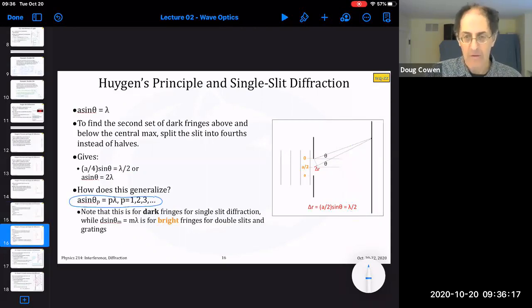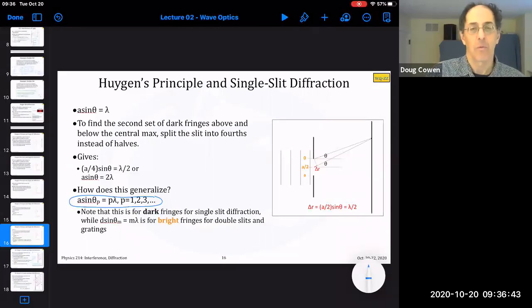I need to emphasize that this is for diffraction producing dark fringes. This is where the dark fringes are, where we get destructive interference from a single slit: A sine theta sub P equals P lambda. And P is 1, 2, 3, etc. It's not 0, because at 0 we get a bright fringe. That's at the center, so this is off from the center.